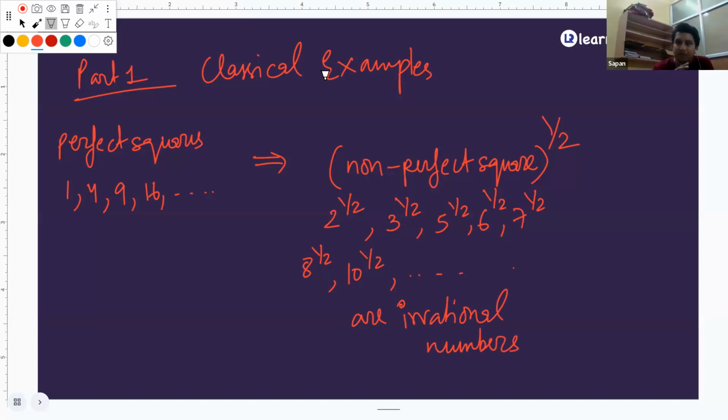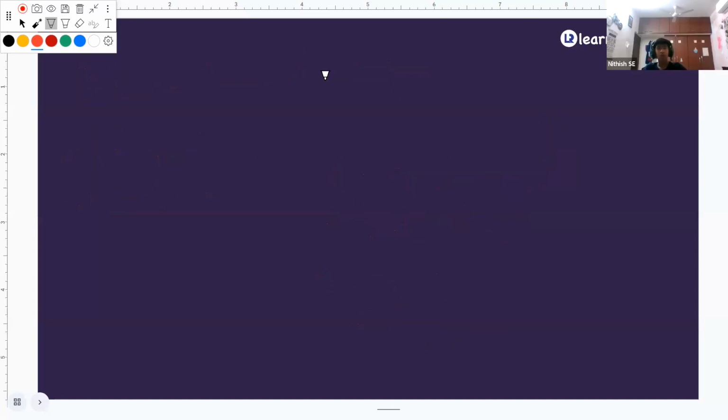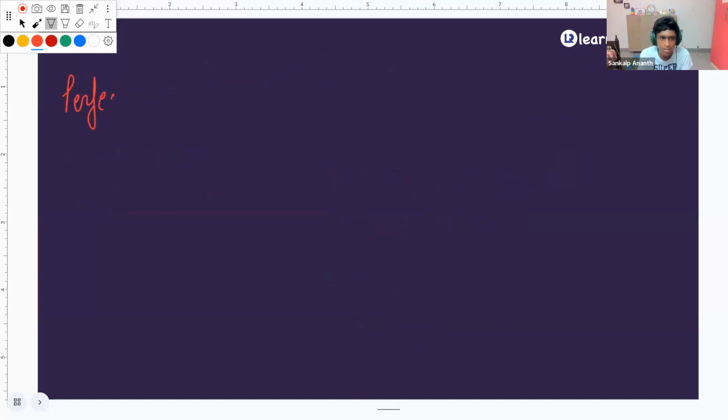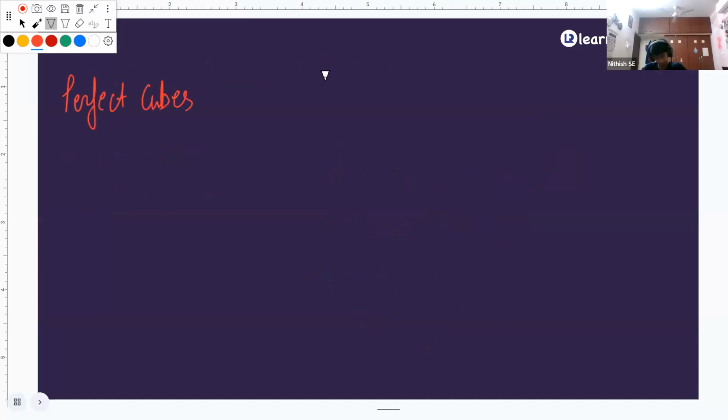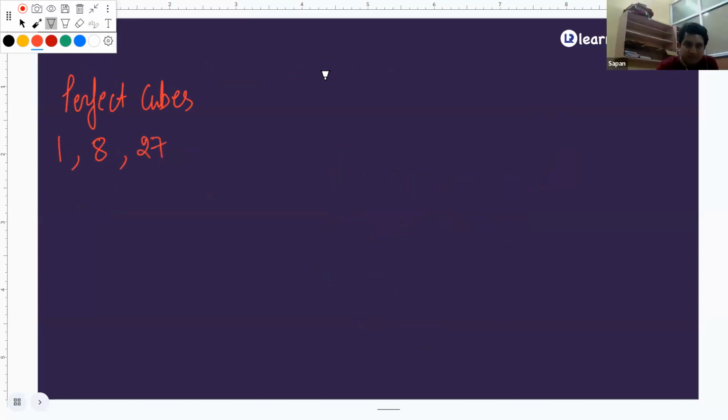This started with perfect squares. Also, we can do the same process with perfect cubes. For example, bring all the perfect cubes: 1, 8, 27, 64, 125, 216, like that.